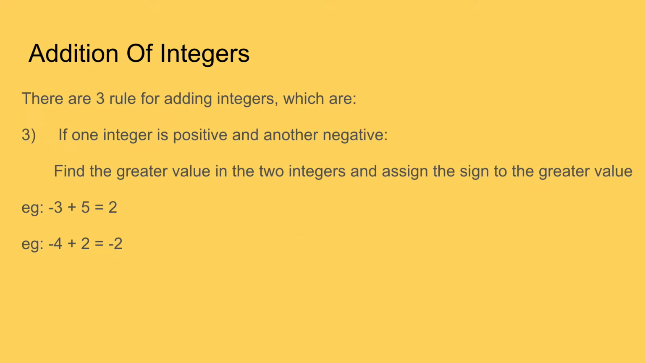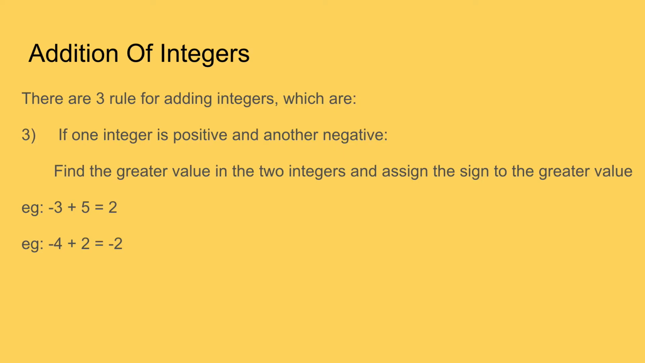3. But if we have one integer as positive and the other negative, we have to complete the sum and check which integer is greater and give the sum the sign of the greater value. Here we have two examples. In one we have -3 plus 5. If we do the addition, we get the answer as 2.